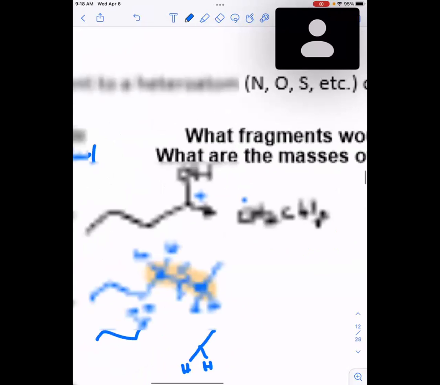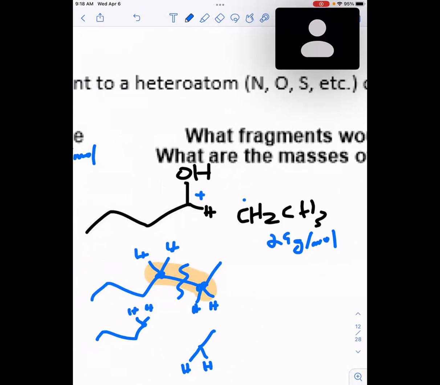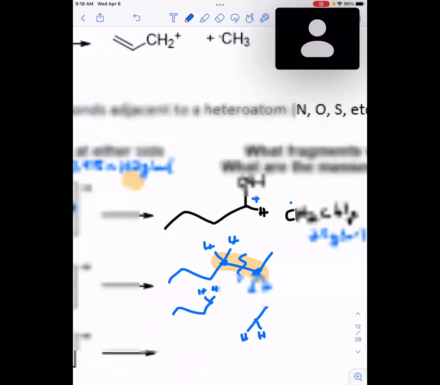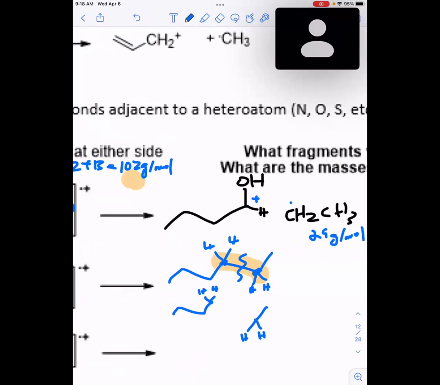To figure out the mass of the other side, we don't really have to add anything up. It's the difference between that 29 grams per mole and the 102 that we already calculated for the parent. Right. So what would that be? 73?